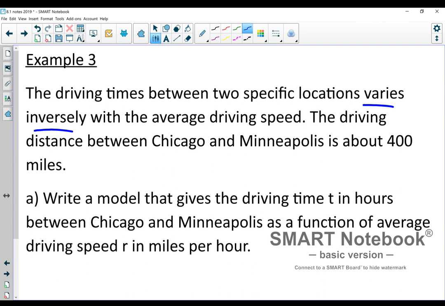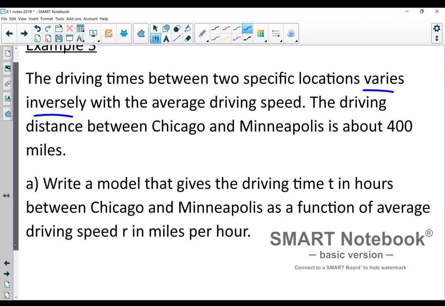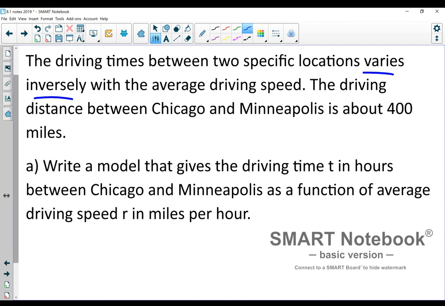The driving distance between Chicago and Minneapolis is about 400 miles. Write a model that gives the driving time in T hours between Chicago and Minneapolis as a function of average driving speed R in miles per hour. Okay, this is super loaded. So all I know is that when I am doing distance, rate, and time, I have D equals RT. And I know that my distance is 400.